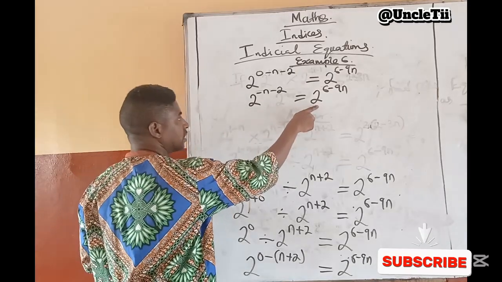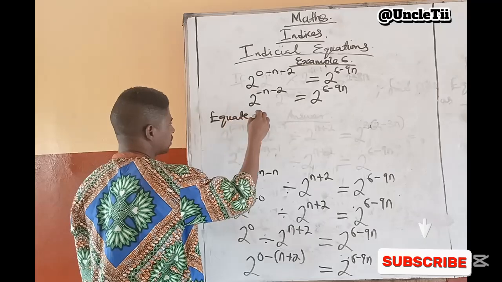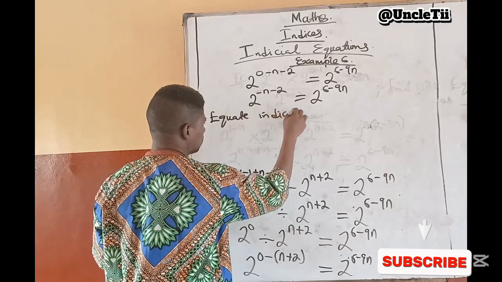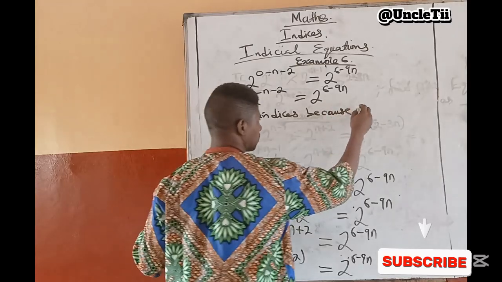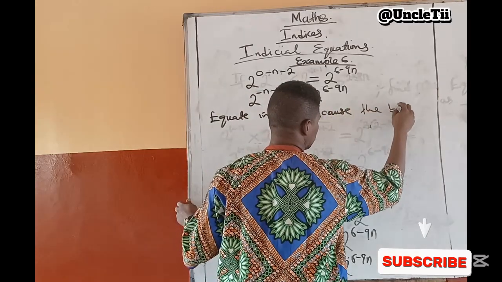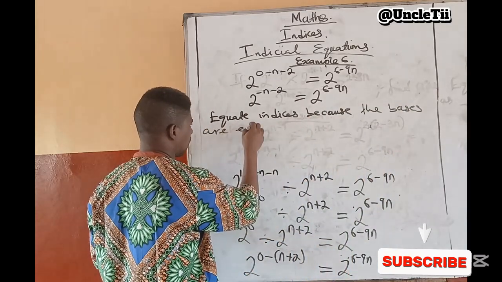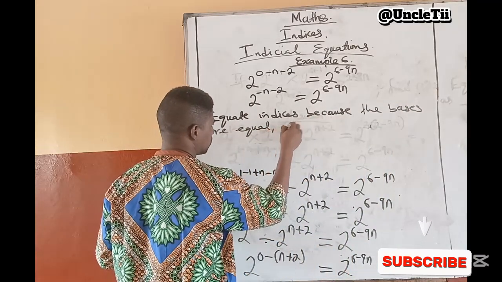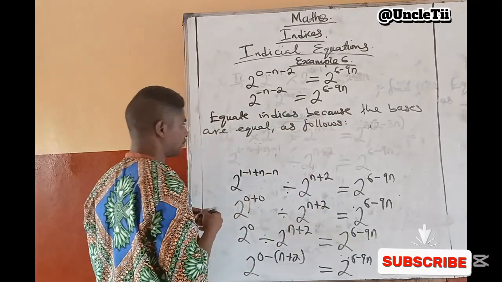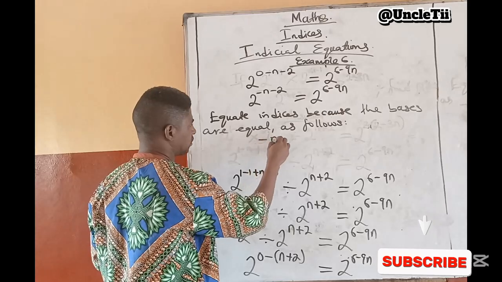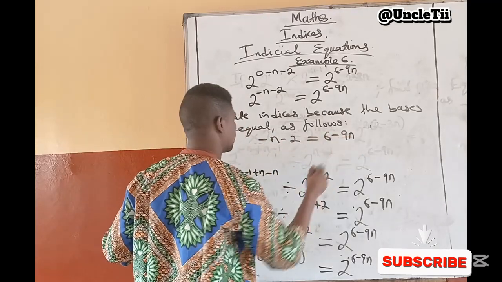The bases are the same, so we equate the indices. We come here and say equate indices because the bases are equal, as follows. That will give us minus n minus 2 is equal to 6 minus 9n.